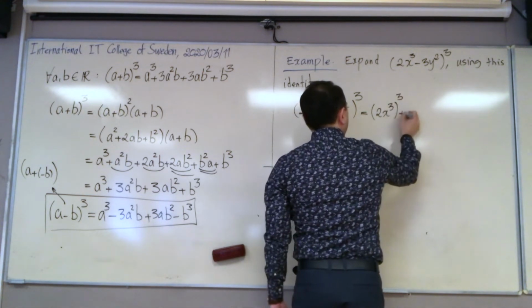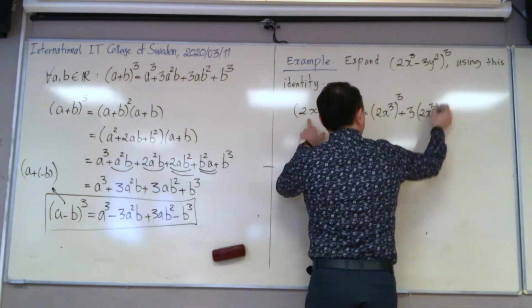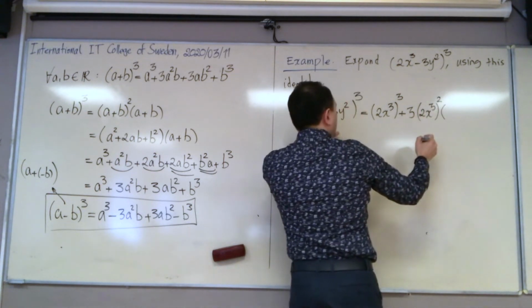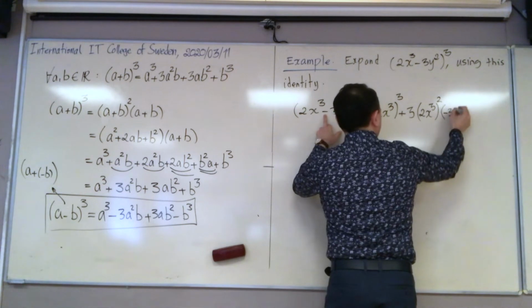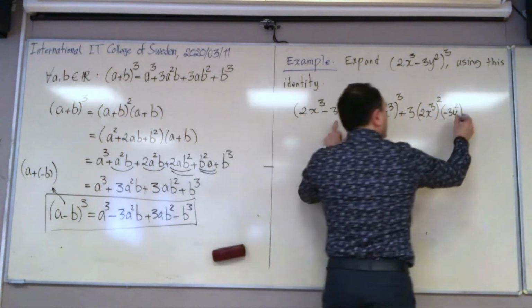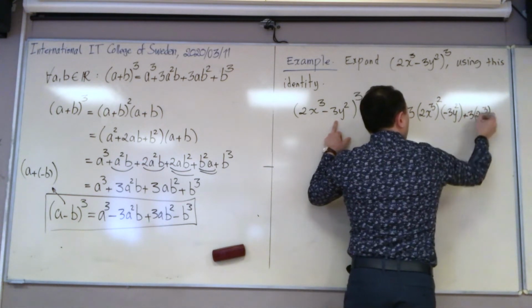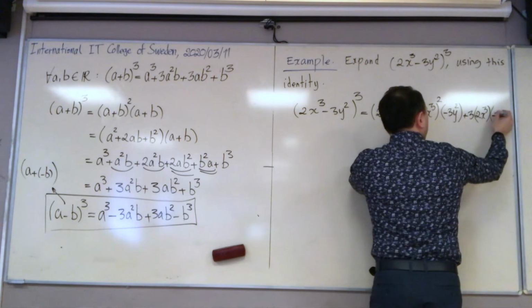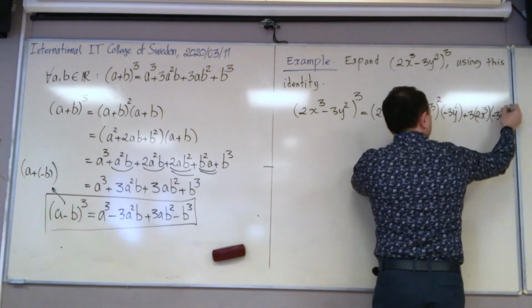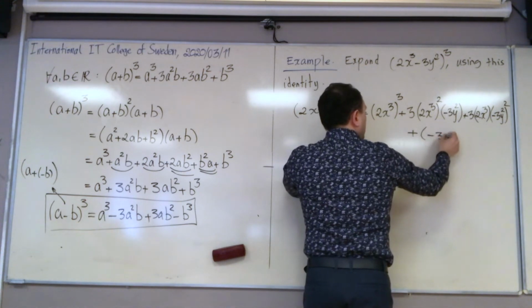And then plus 3 times the first one to the power of 2 multiplied by the second one, but the second one contains a negative sign. Yes? And then I have plus 3 times the first one itself multiplied by the second one to the power of 2. And finally, I will have the second one to the power of 3.